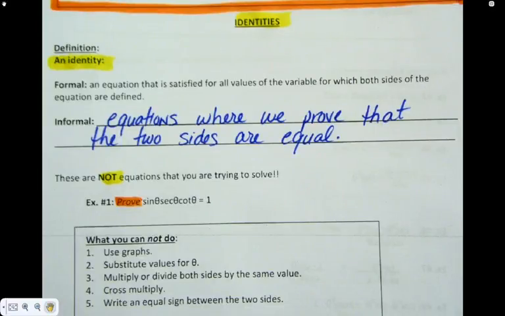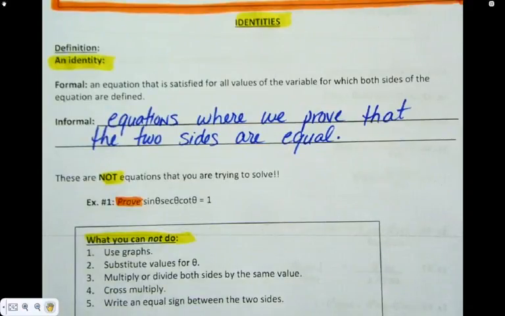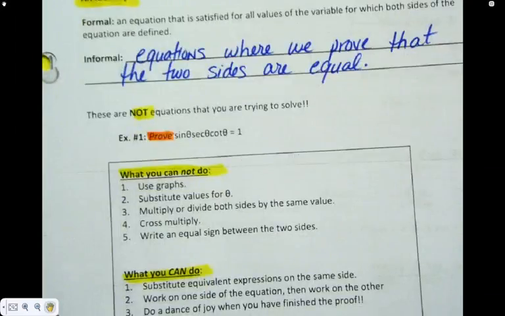There's very distinct things you cannot do and there's very distinct things you can do. You cannot use a graph. A graph is not a proof. So you cannot show me the picture of both sides and say, look, the graph is exactly the same. That's not a proof. You cannot substitute in a value for theta. So you can't randomly pick a unit circle value like pi and put it in and show me that the equation works. The reason you can't do that is because that only proves it equals for that one value. We want to prove that it's equal for all values. So you can't just randomly pick one and throw it in.